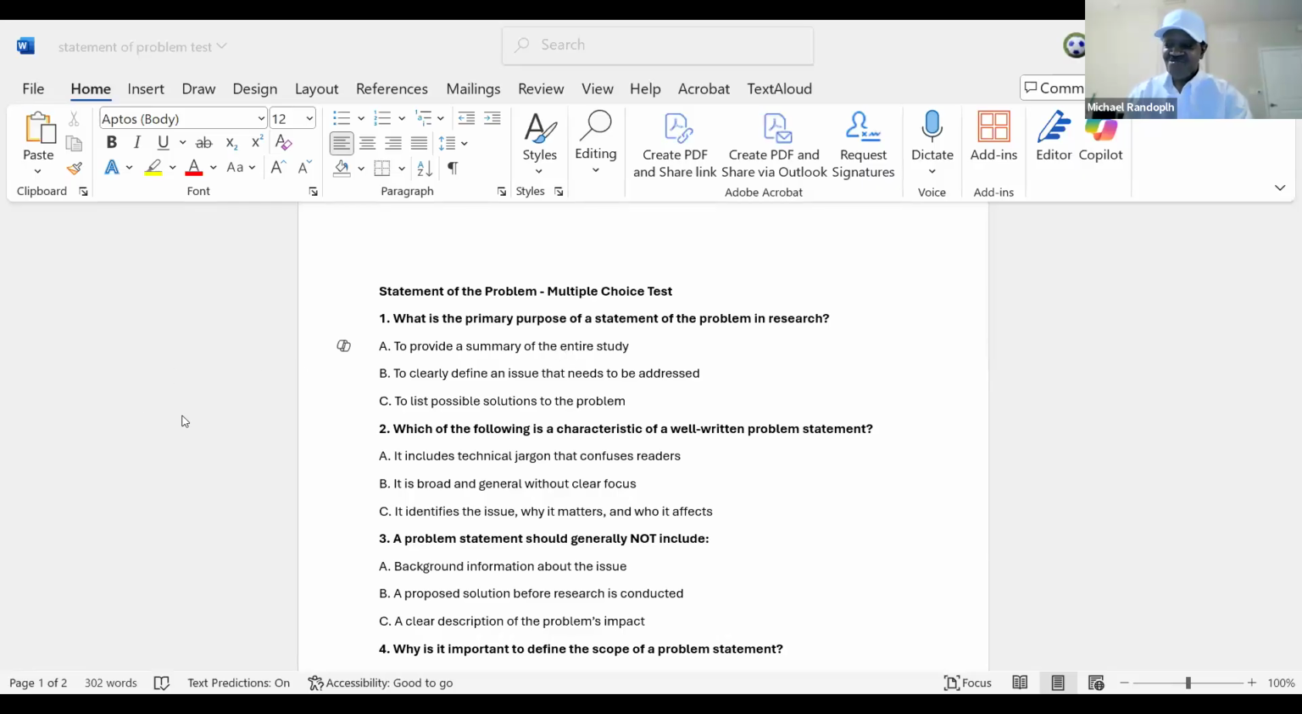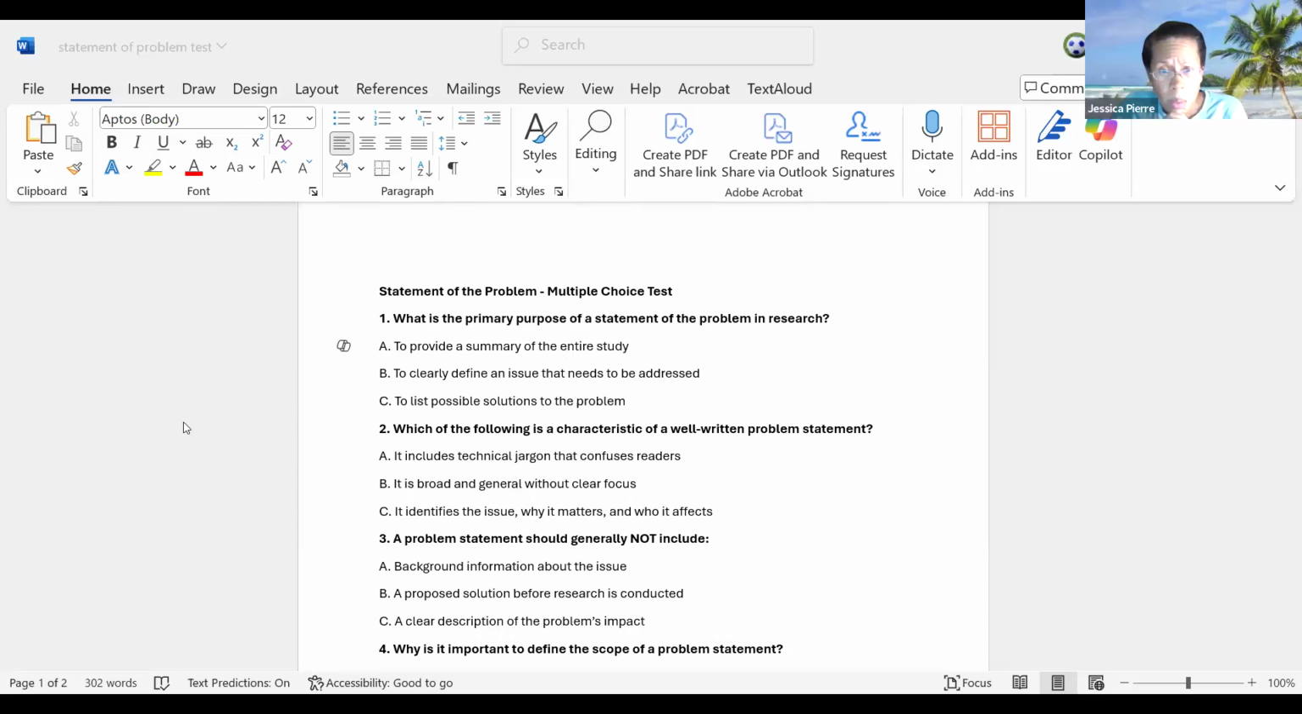Good. Let's dive into the test. The first question: what is the primary purpose of a statement of the problem in research? And you have three choices. I would say B, to clearly define an issue that needs to be addressed. Bingo. Number two: which of the following is a characteristic of a well-written problem statement?